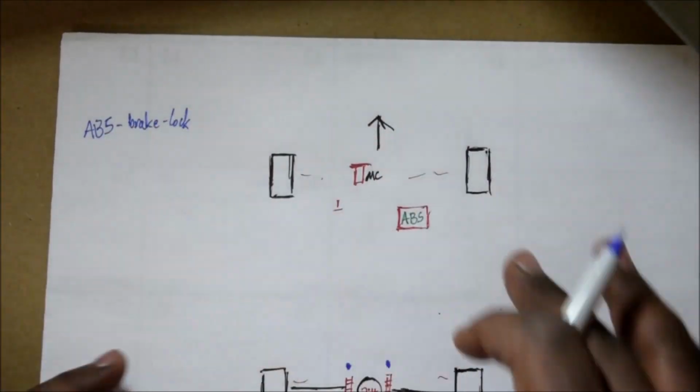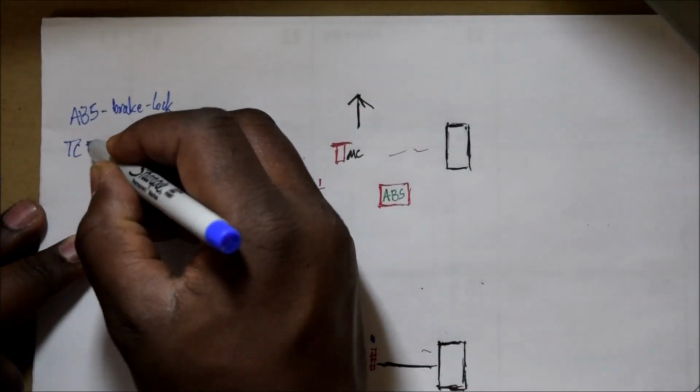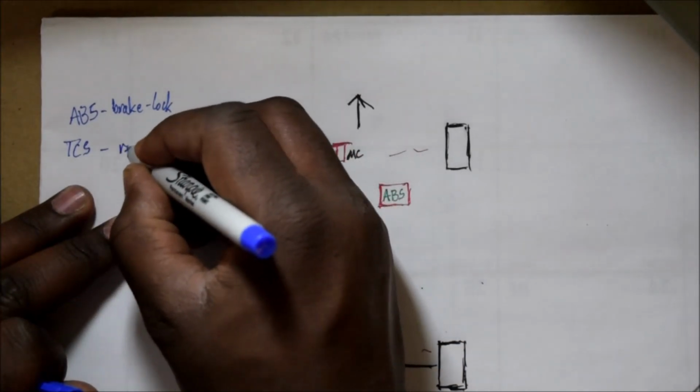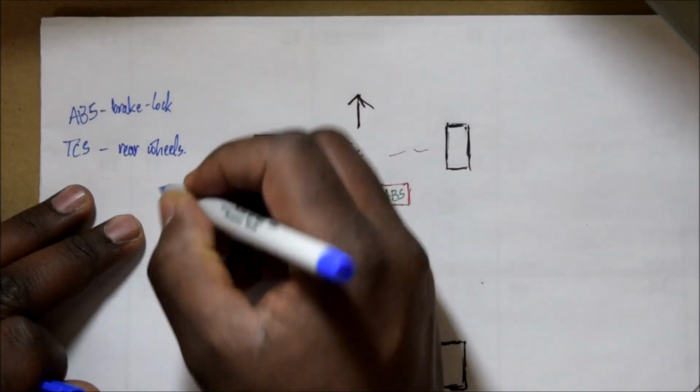However, the ABS can work on every single wheel. We'll get to that later. TCS, rear wheels. It's about drive wheels, basically. Let's put it like that.